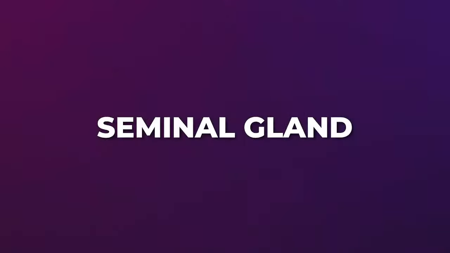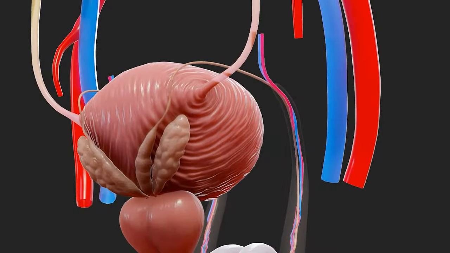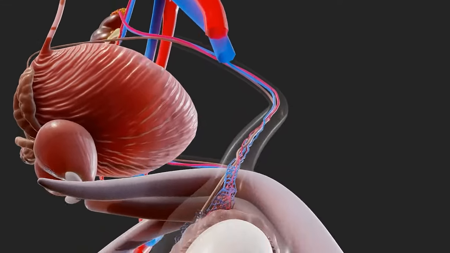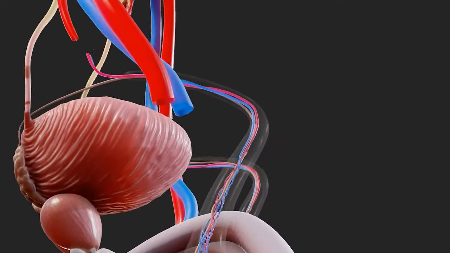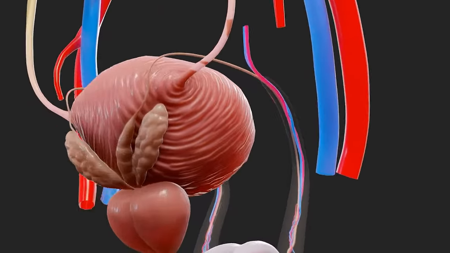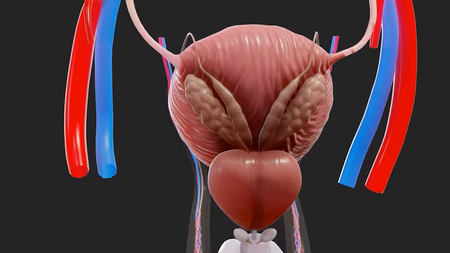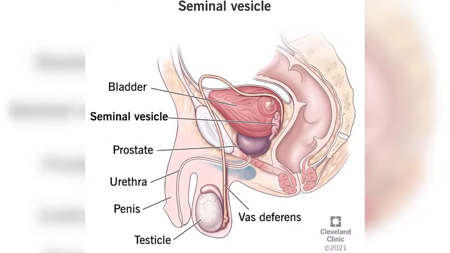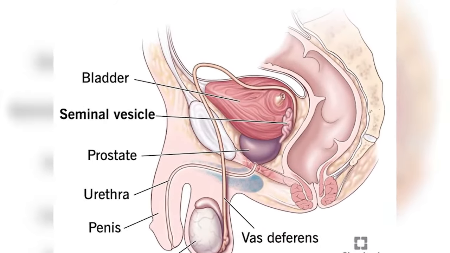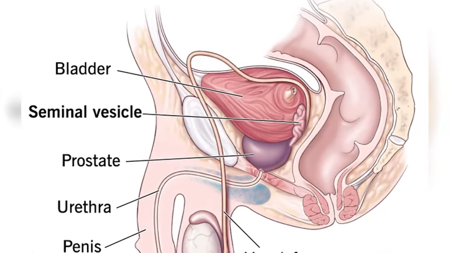Its proximity to the seminal glands allows it to receive secretions that contribute to the formation of semen. Seminal gland. The seminal gland produces 50 to 80% of the ejaculate fluid. This fluid contains nutrients for the sperm and substances that help in sperm motility. The seminal gland's duct fuses with the ductus deferens to form the ejaculatory duct.